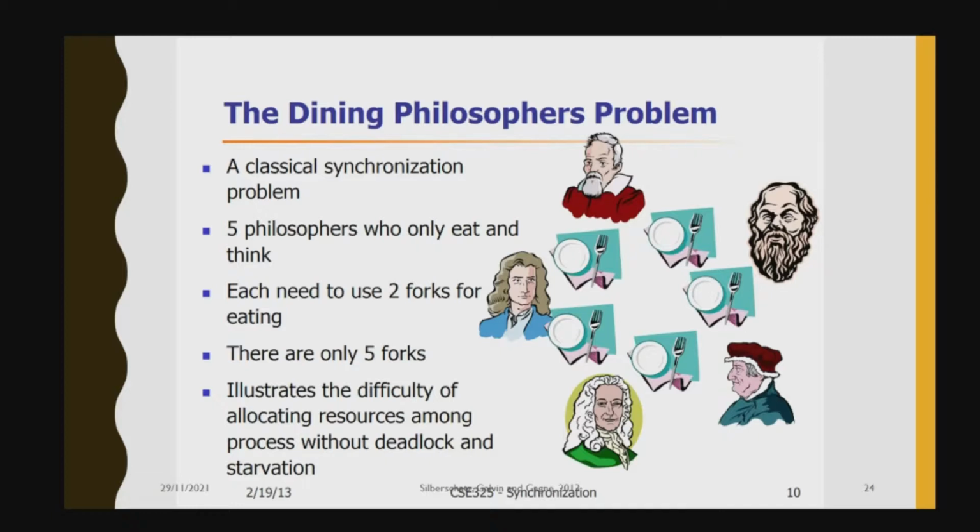This illustrates the difficulty of allocating resources among the processes without deadlock and starvation. Okay, this is the scenario. You can try to create the situation where deadlock and starvation cannot occur, with 5 philosophers that only eat and think, and you only have 1 bowl of rice to be shared, and the resources are only 5 chopsticks, but when you want to eat, you need to use 2 chopsticks.